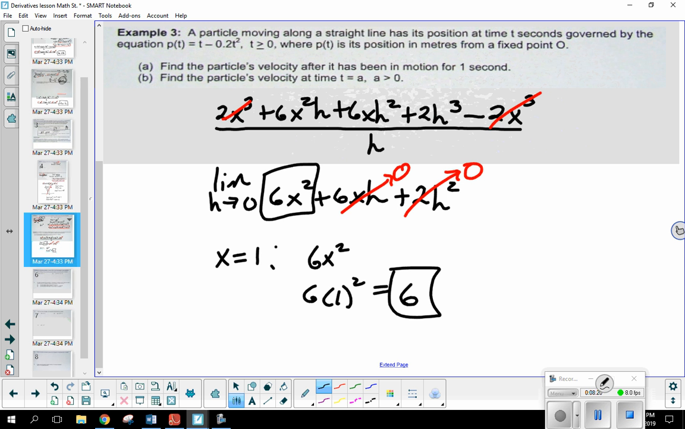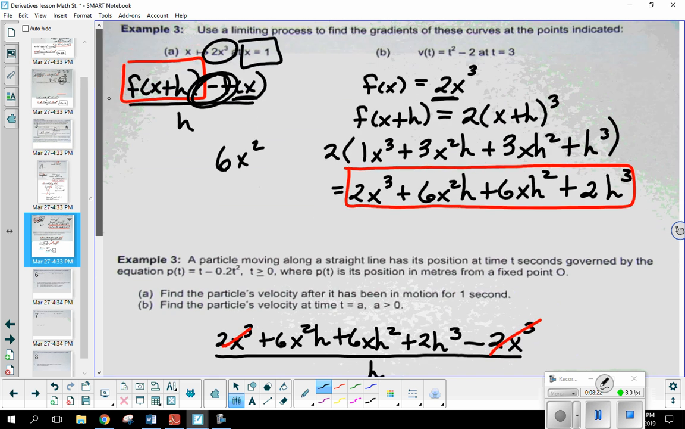This one's just the notation. It's just the way it's written. We're still saying that the function f of x is 2x cubed. Yeah, it's just a different way of writing it.